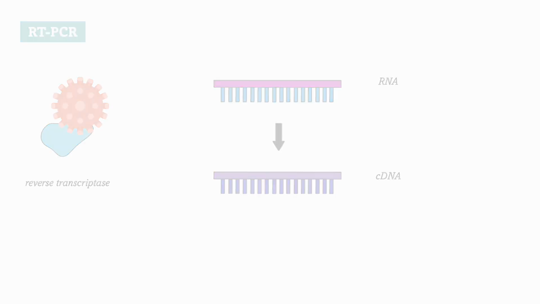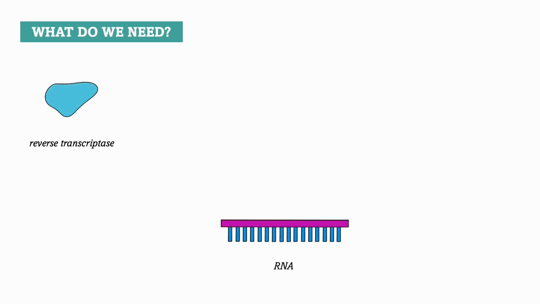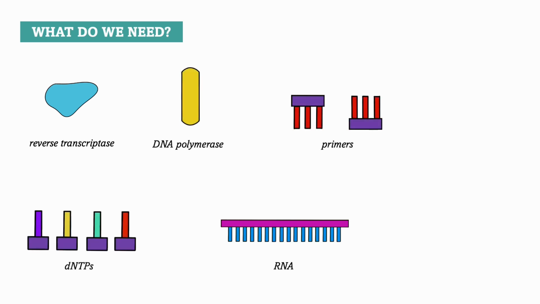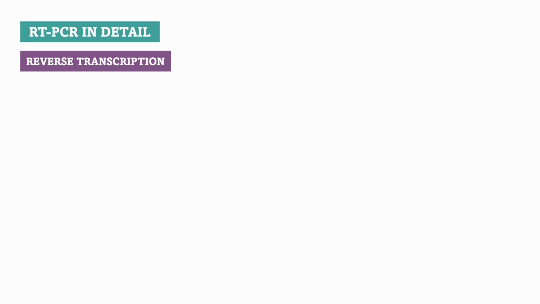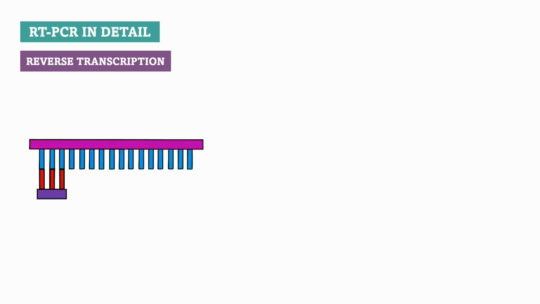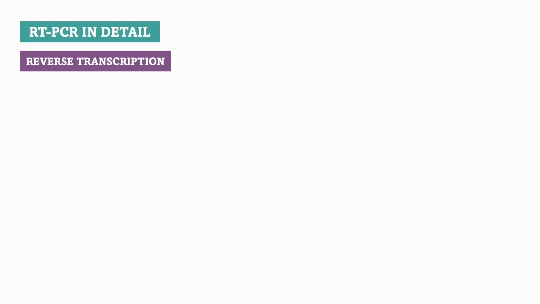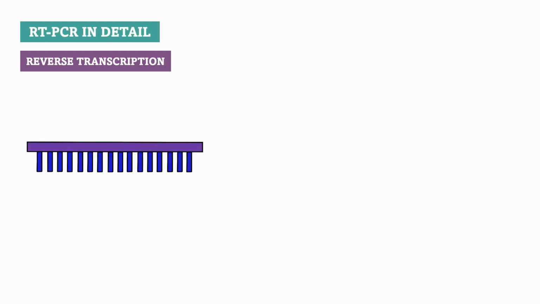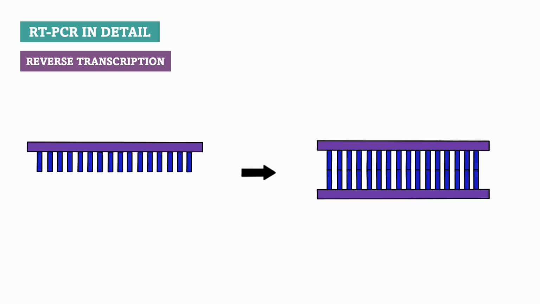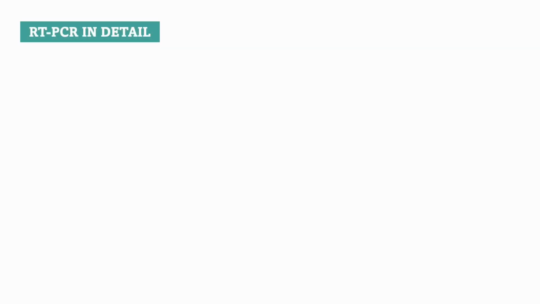Apart from reverse transcriptase and RNA template, RT-PCR uses the same basic components as conventional PCR: DNA polymerase, primers, dNTPs, and a buffer. To carry out an RT-PCR, first a primer must bind to the RNA molecule, which allows reverse transcriptase to synthesize a new cDNA strand. The original RNA is then degraded by another enzyme, RNase H, and a second cDNA chain is synthesized by DNA polymerase. Then the reaction continues as conventional PCR.